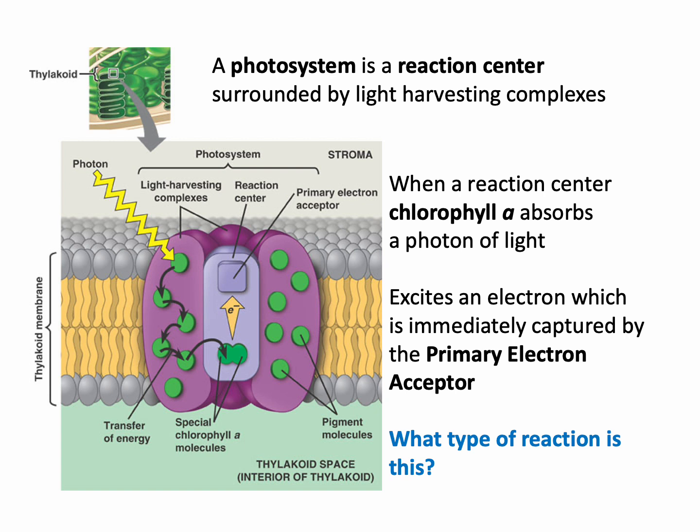Now, what type of reaction this is, I already told you that it's a redox reaction because it involves the transfer of an electron from one molecule to another. But where are the electrons coming from? Well, we'll get to that. But long story short, it involves water, right? So this is a photosystem. There's a couple of them. We'll get to it.